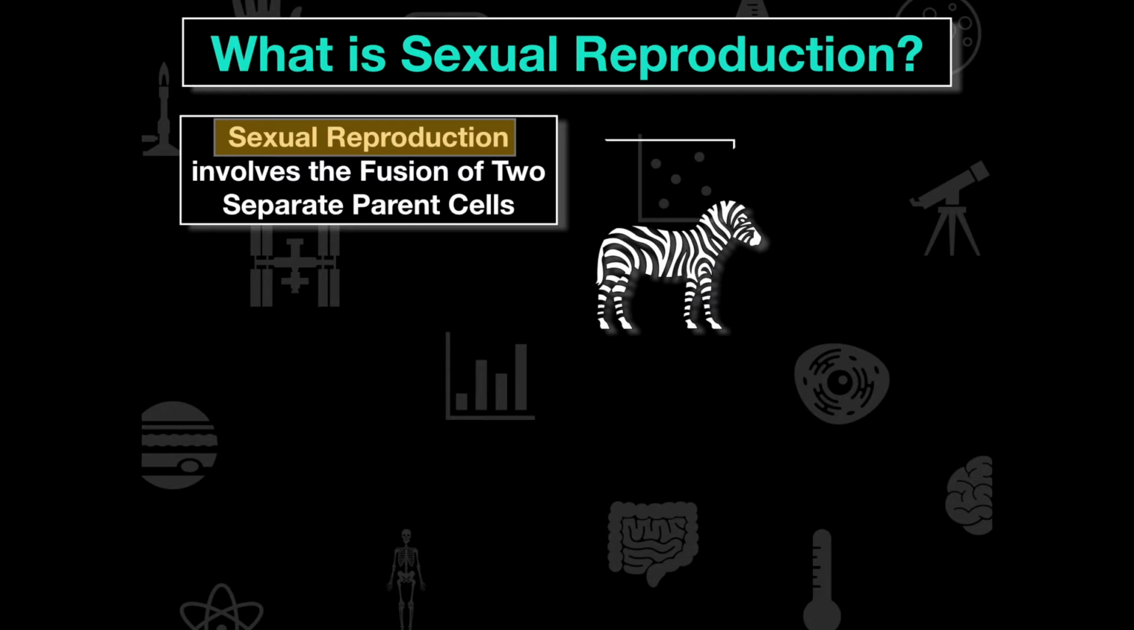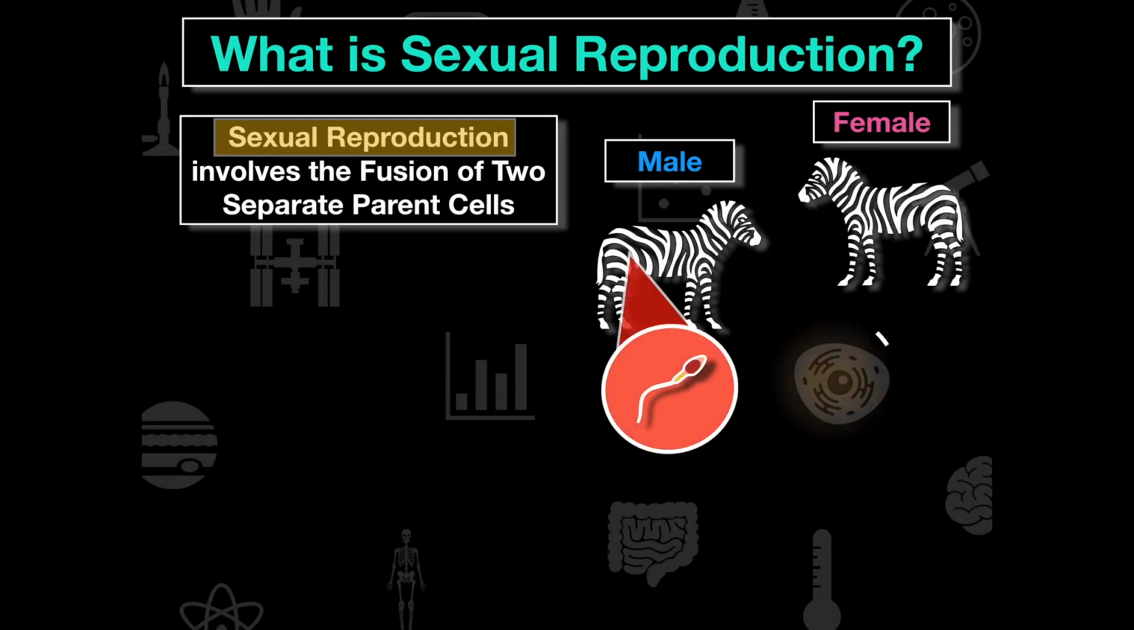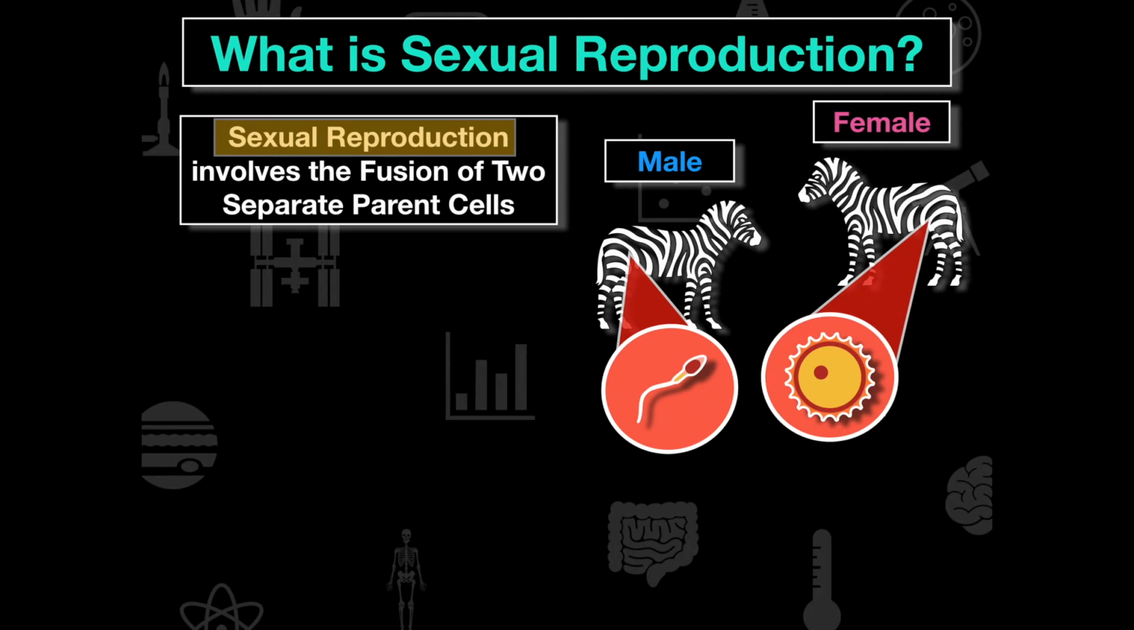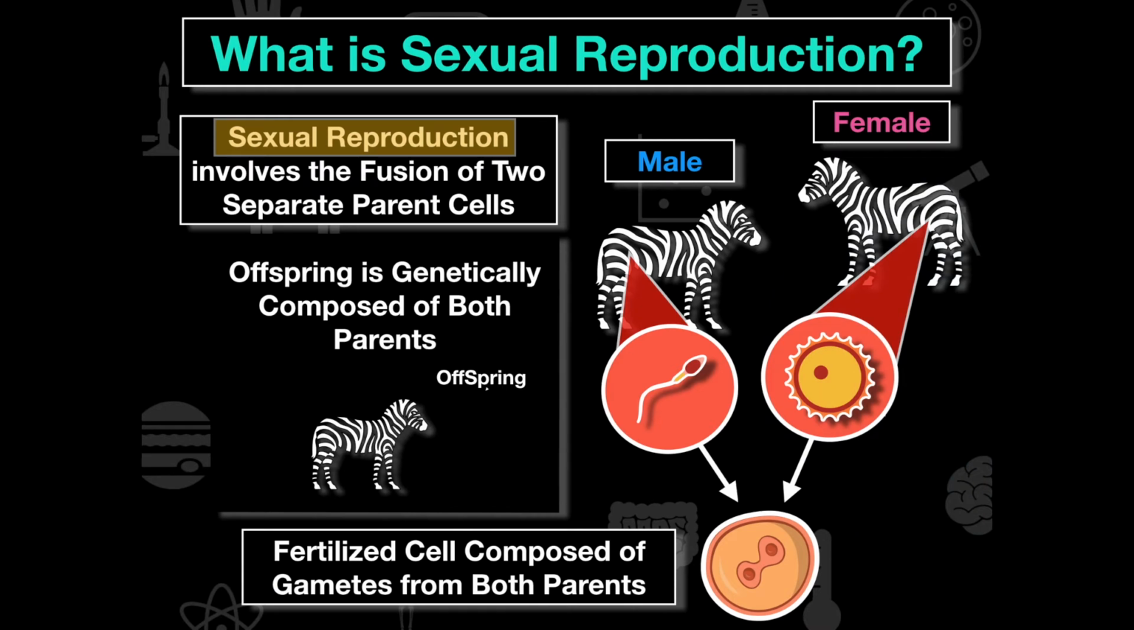Well, sexual reproduction is going to involve the fusion of two separate parent cells. So when we're talking about organisms, we have male and then we have female organisms. And these organisms, when they sexually reproduce, are going to take two sets of gametes and combine them into one cell. And then that fertilized cell is going to turn into a genetically different offspring from both parents. So it's a combination of both of the parents' genetic material that have come from the sperm and the egg cells of the male and the female organisms here. So sexual reproduction is going to involve the fusion of two cells.